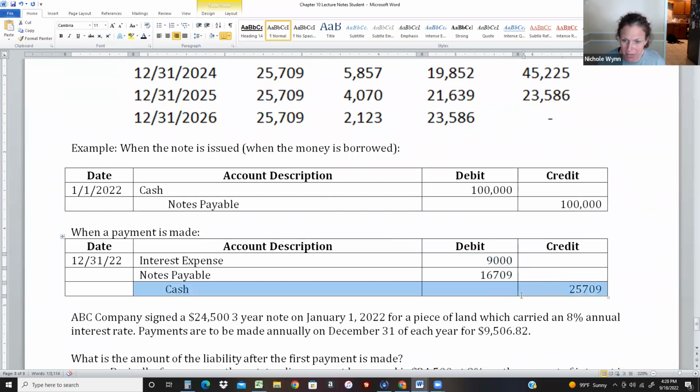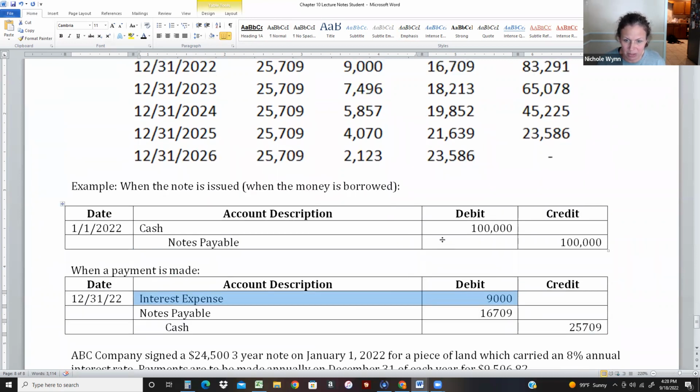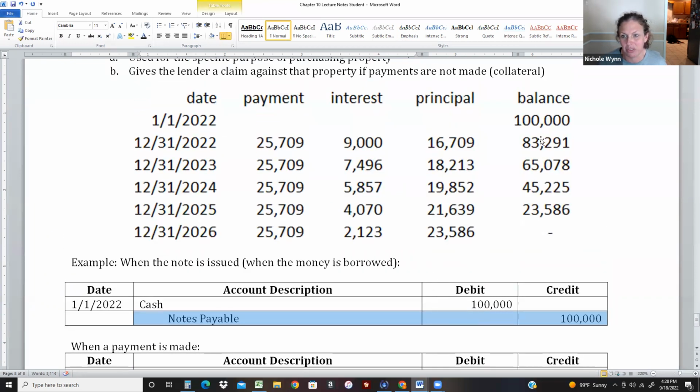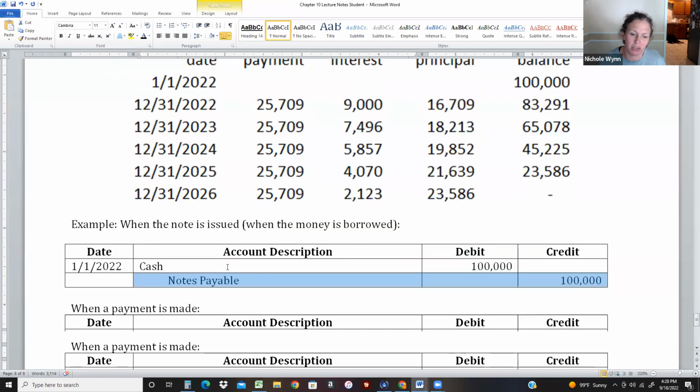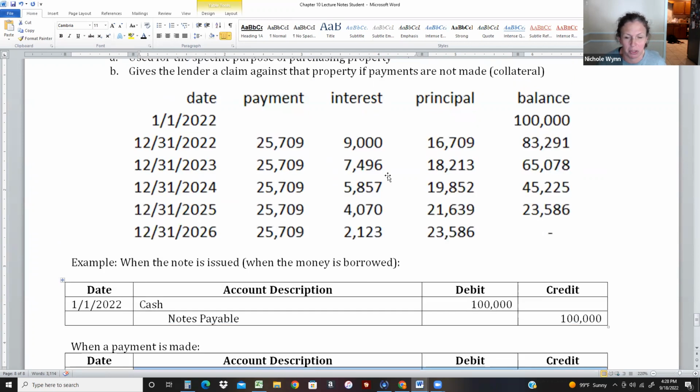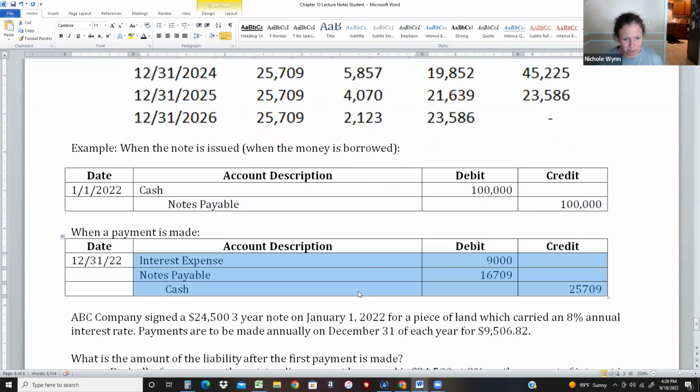This is the amount of your payment. The amount that goes to interest is calculated at 9%, and the rest goes to principal. So now the balance in the loan: you had a $100,000 loan, you reduced it by $16,709, so now the balance is $83,291. You would do this journal entry every year, but the amounts would change, the amount that goes to interest versus principal, and you get those from the table.